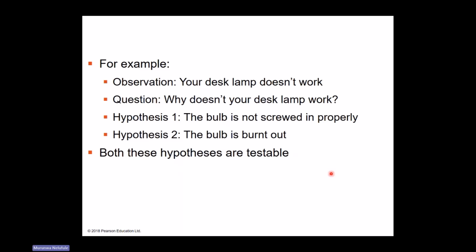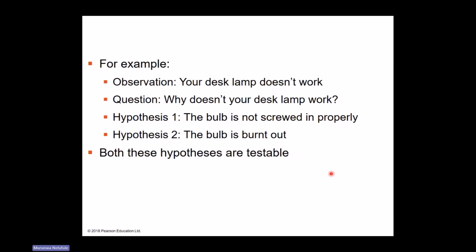That's an observation: the bulb in your sitting room or in your bedroom is not working properly. The question: why doesn't your lamp work? Hypothesis one is that the bulb is not screwed in properly. Hypothesis number two is that the bulb is burnt out.